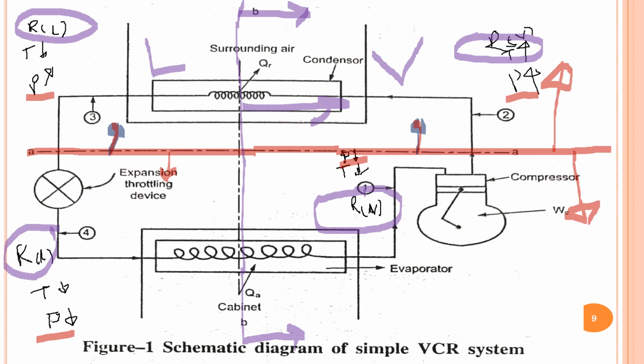So here you can see refrigerant is flowing through this entire system, and it undergoes a phase change between vapor and liquid. So this is about the construction and working of the simple VCR cycle. I hope it is very much clear to you.